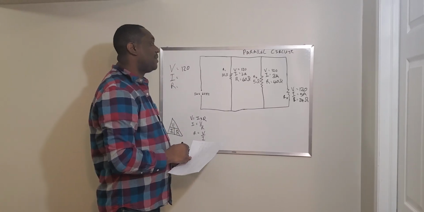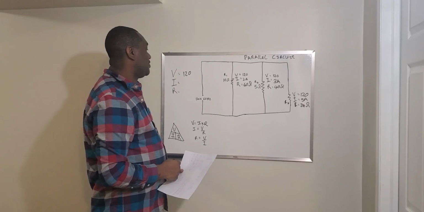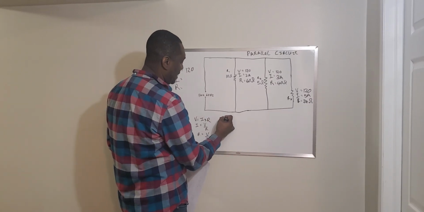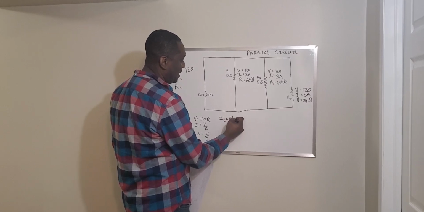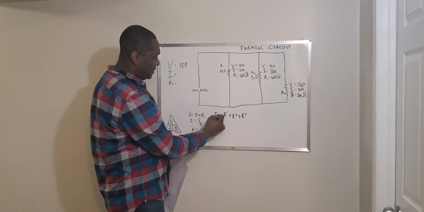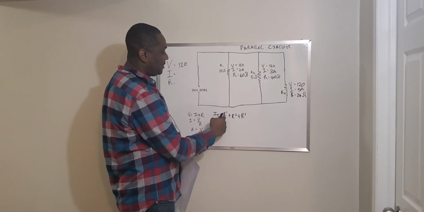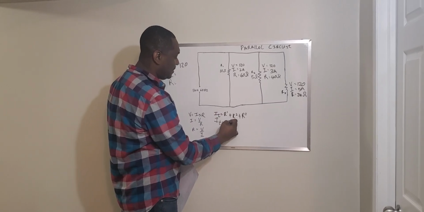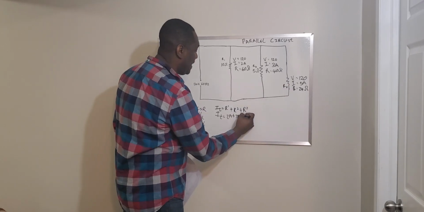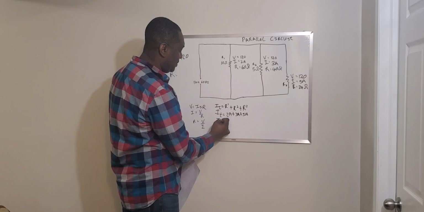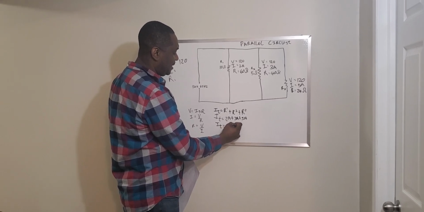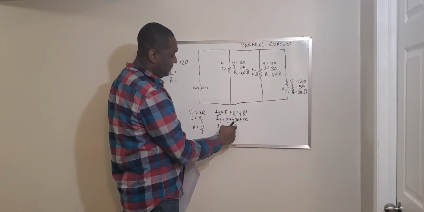Now I have all my 3 branch values. Right away I can solve my total current here. To solve my total current, I total would equal R1 plus R2 plus R3. So current total will equal R1 2 amp, R2 3 amp, and R3 5 amp. So 2 plus 3 plus 5 gives you 10 amp.